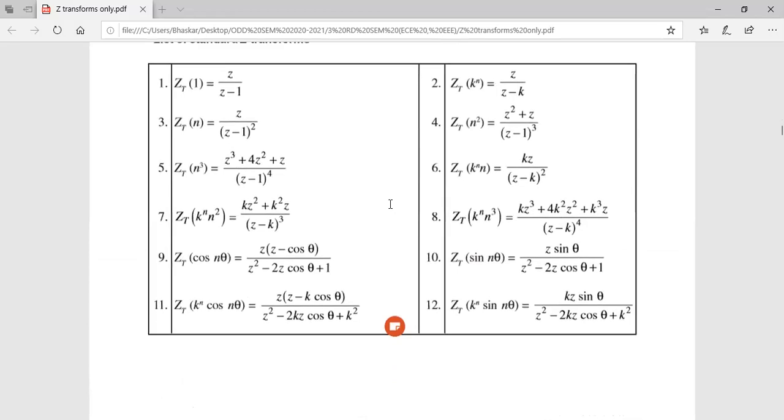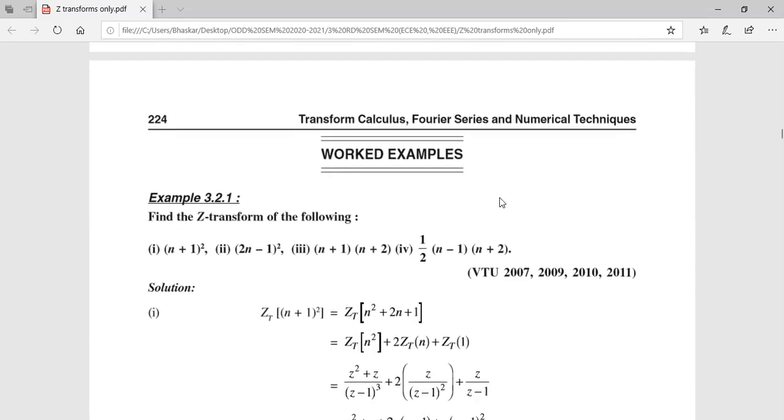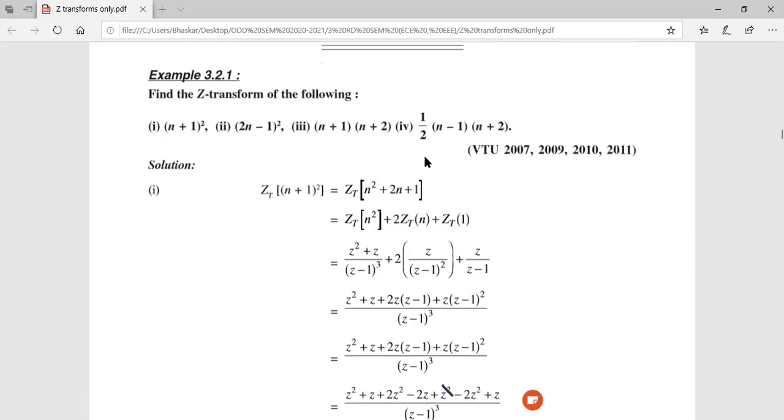Now we have the Z transform of some standard functions. You see that the Z transform of 1, n cube, k power n into n square, cos n theta, k power n cos n theta, k power n and n square, k power n into n, everything is sorted. Next, we are going to solve: find the Z transform of the following functions. n plus 1 whole square, and so on. These are all the concepts.